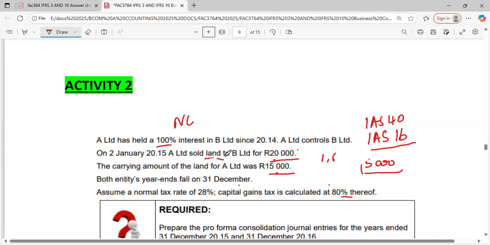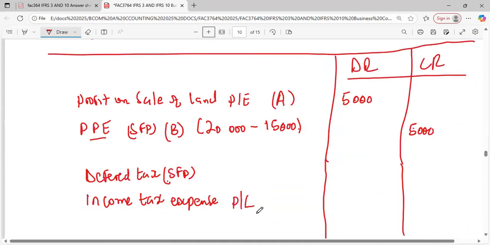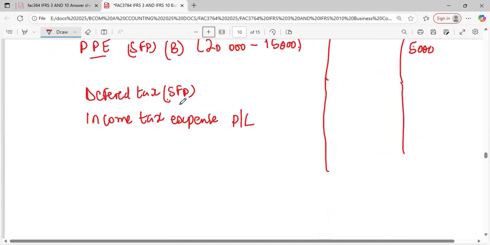So this one is land. Land can only be realized through sale. It does not depreciate. It does not come to a point where we say the land is no longer available. So the only way we can realize it is through sale, which means we are guaranteed to apply the capital gain tax. So it's now going to be 5,000 times 28% times 80%. How much are we going to have there?